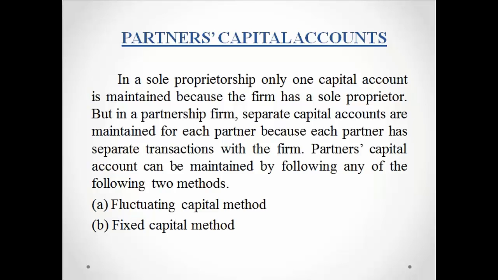To find out the amount of divisible profit, the firm has to prepare an account which is called profit and loss appropriation account, which always starts either with a net profit or with a net loss. Then the various appropriations like interest on capital, salary, commission, interest on drawings, all these items are taken to the profit and loss appropriation account to find out the amount of divisible profit.